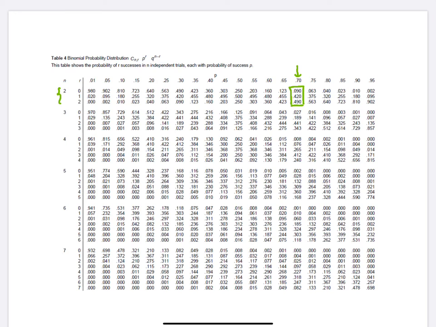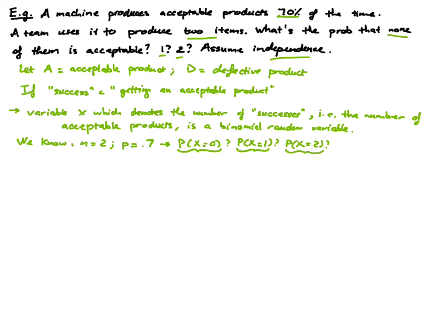So for 0, the probability that x is 0 is 0.09. The probability that x is 1 is 0.42, and then the probability that x is 2 is 0.49. So we can go back and answer the question. So this is 0.09, this is 0.42, and then this is 0.49.